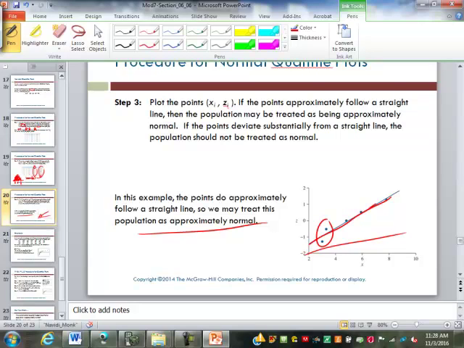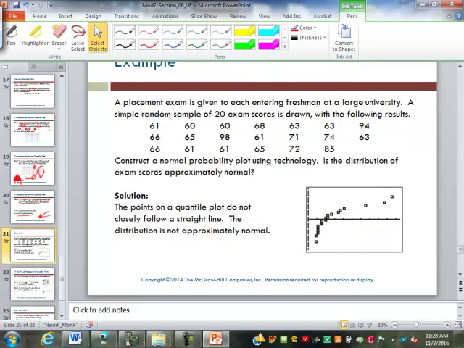I mean, it's not hard and fast. I mean, you're looking at it. Some might say, yeah, this point is too far off the line here, so I might not want to do it. But this one I would still say is approximately normal. Now this next example, here the points obviously curl like that. That I would say is not approximately normal.